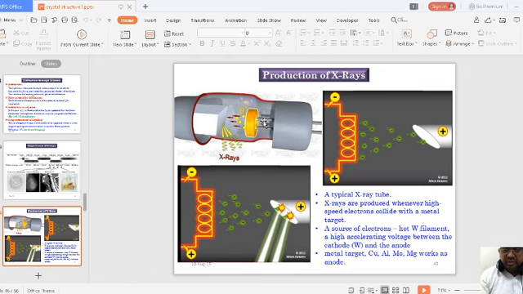This is the hot filament, and there is a very high accelerating voltage between the cathode and the anode. The negative sign here is the cathode, and the positive sign is the anode. The metal target, whatever metal we take, may be copper, aluminum, or magnesium.